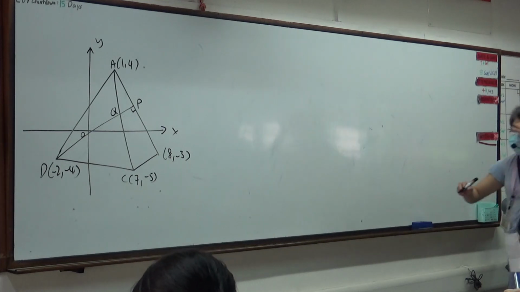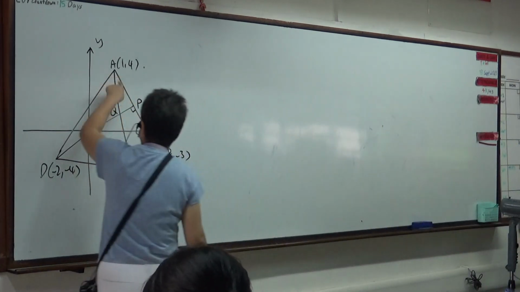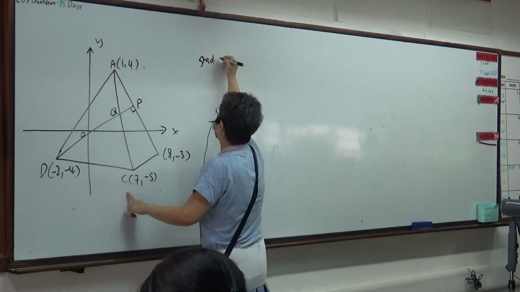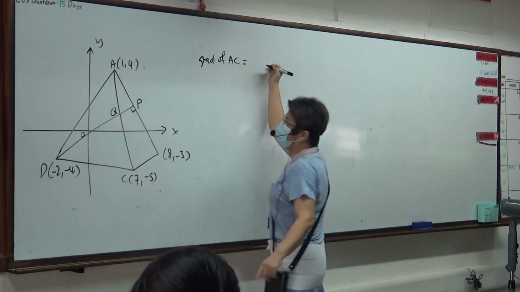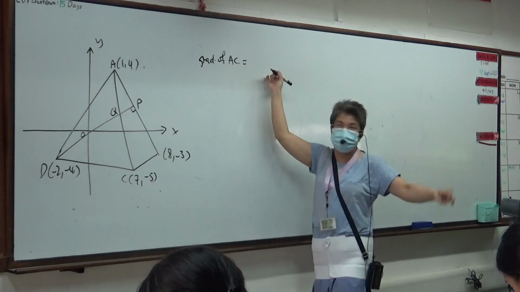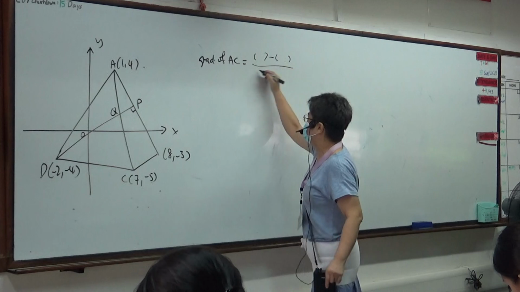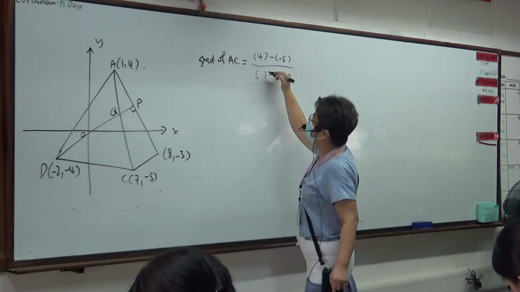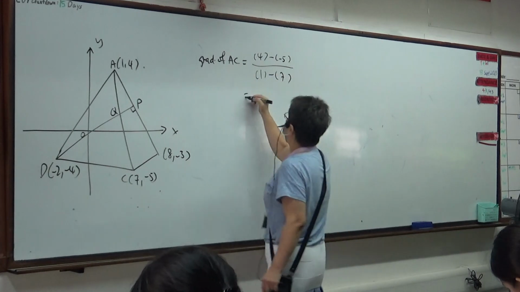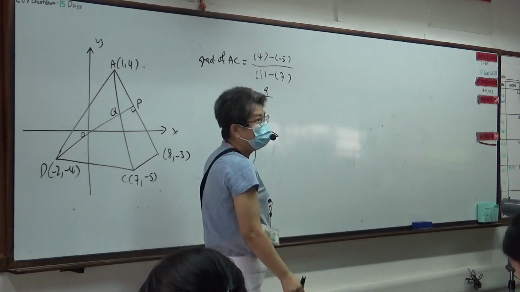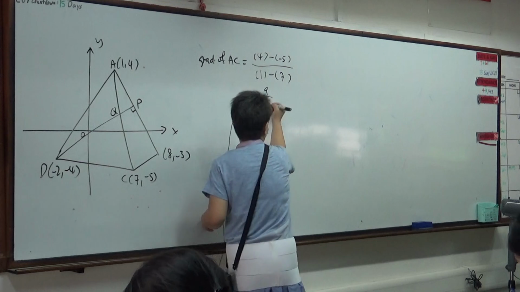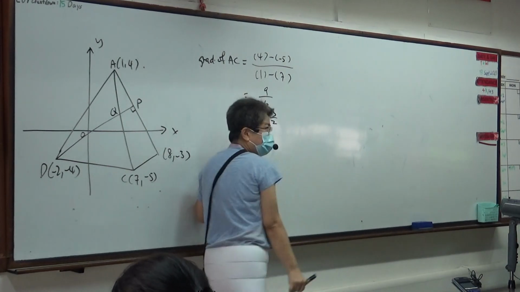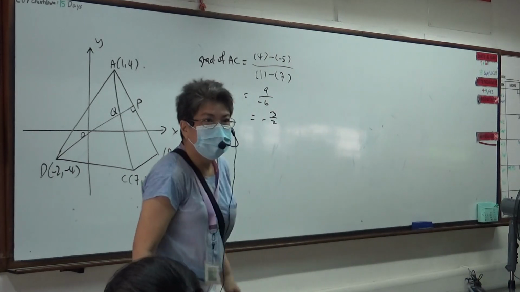I'm not going to show you. Find the equation of AC. First of all, we must find what? The gradient of AC, right? I'll teach you how to present. Don't make mistakes in your exam. AC, so what? 4, negative 5, 1, 7. 9 over negative 6. So what is it? Negative 3 over 2, right? Correct?